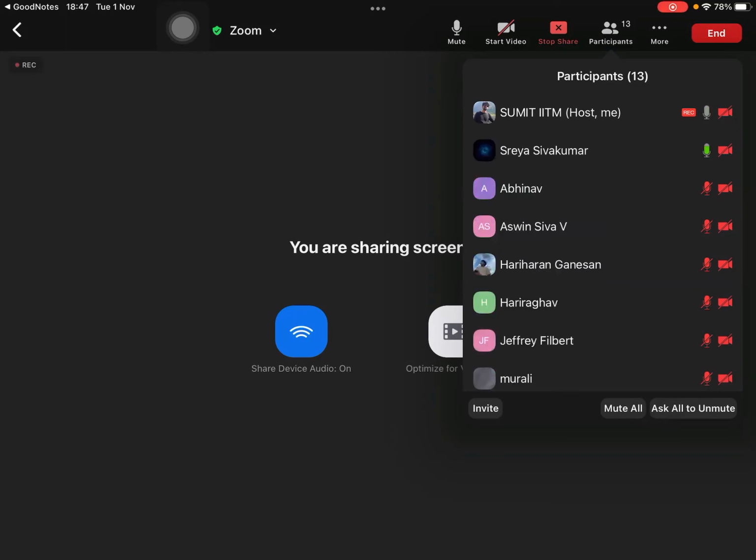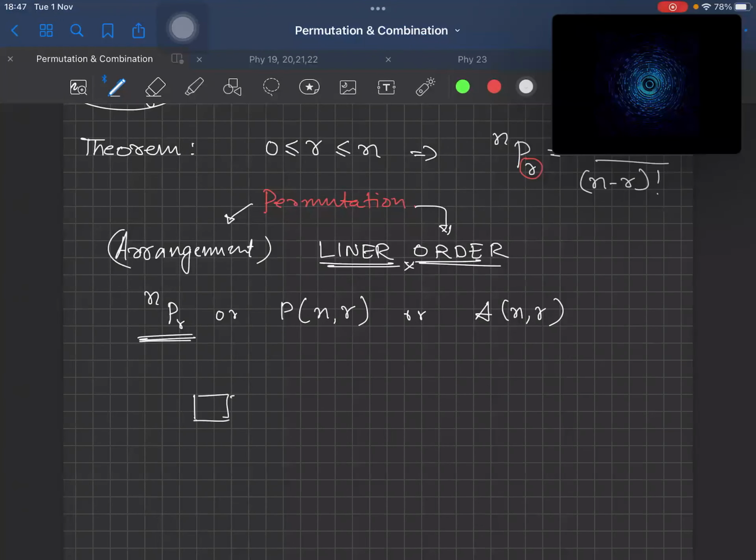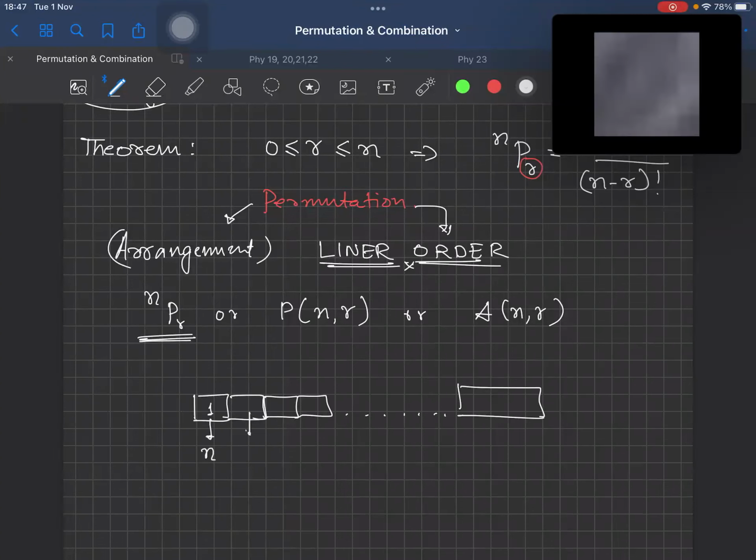It's just like the number of arrangements. Let's say you have n number of places. The first place can be filled using n ways. The second place can be filled using n minus 1 ways, right? And then the next one can be filled in n minus 2 ways, right? And suppose you are filling R vacant positions. So there are a total of R vacant positions.